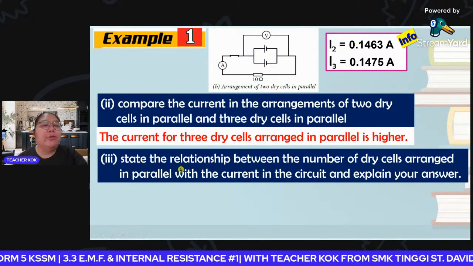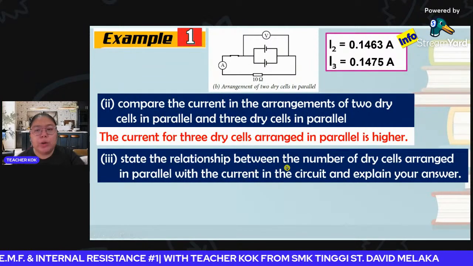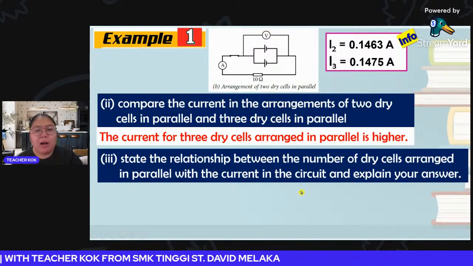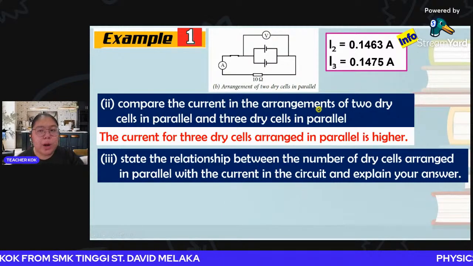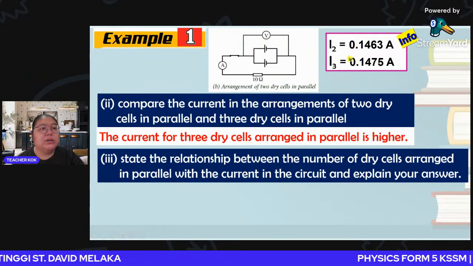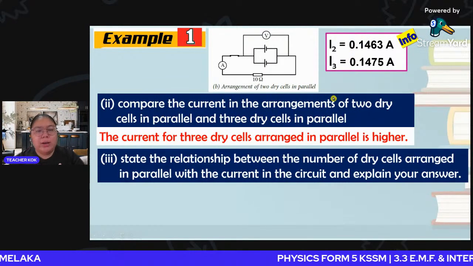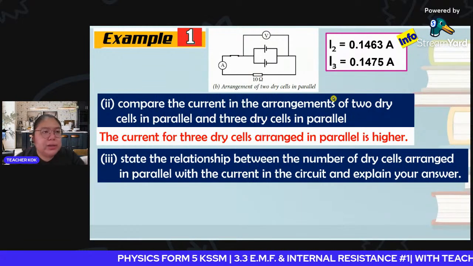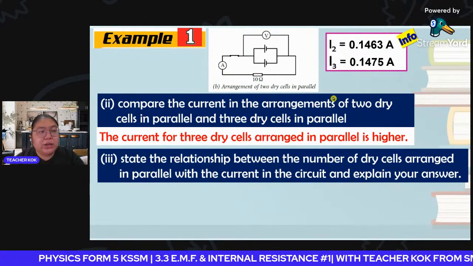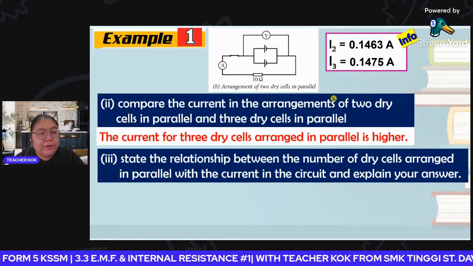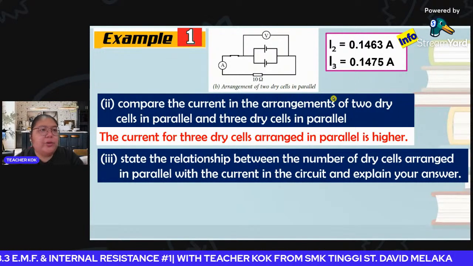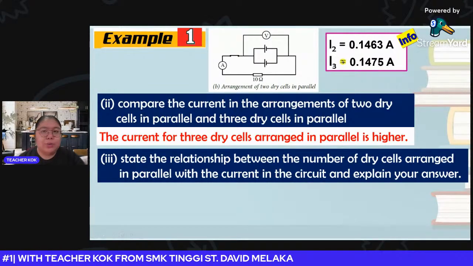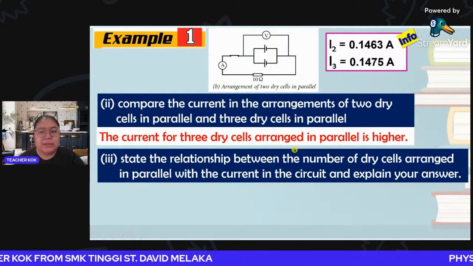Now we need to state the relationship between the number of dry cells in parallel and the current in the circuit. So what relation can you say? From here we can say when the number of dry cells in the parallel circuit increases, I find the current will be increased. Agree or not? Because we find I3 is more than I2, is it? So I can say like that.